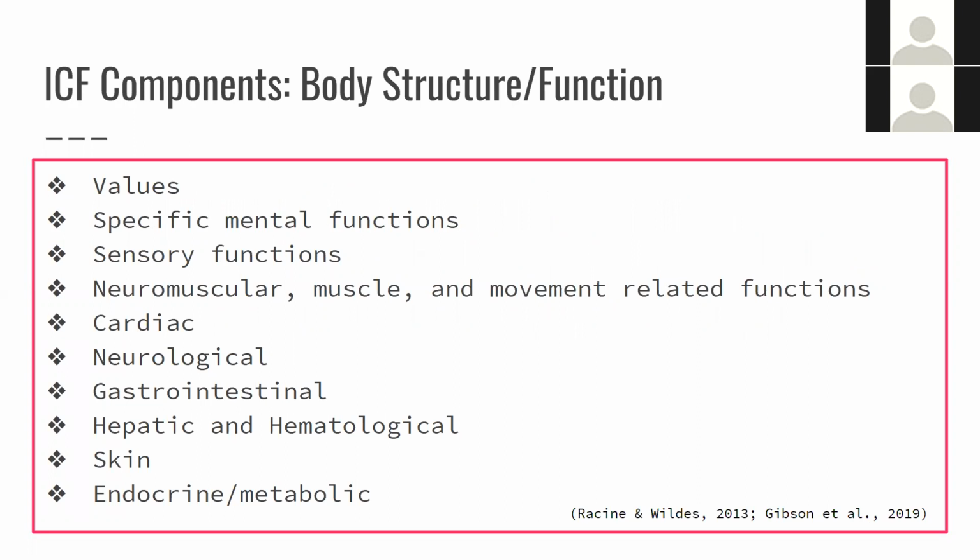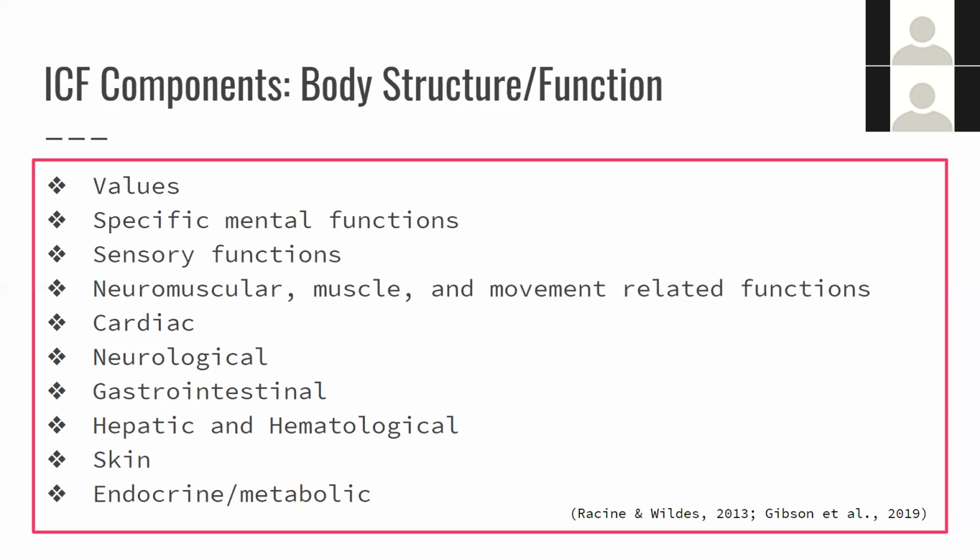So the ICF components with body structure and function are going to be your value-specific mental functions, sensory functions, neuromuscular, muscle and movement-related functions, cardiac, neurological, gastrointestinal, hepatic, hematological, skin, endocrine, and metabolic. So these are some of the main body structures and functions affected by anorexia.